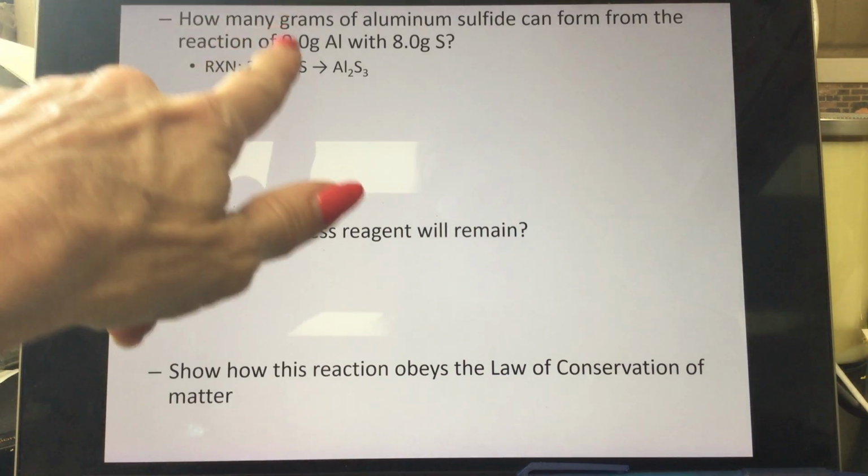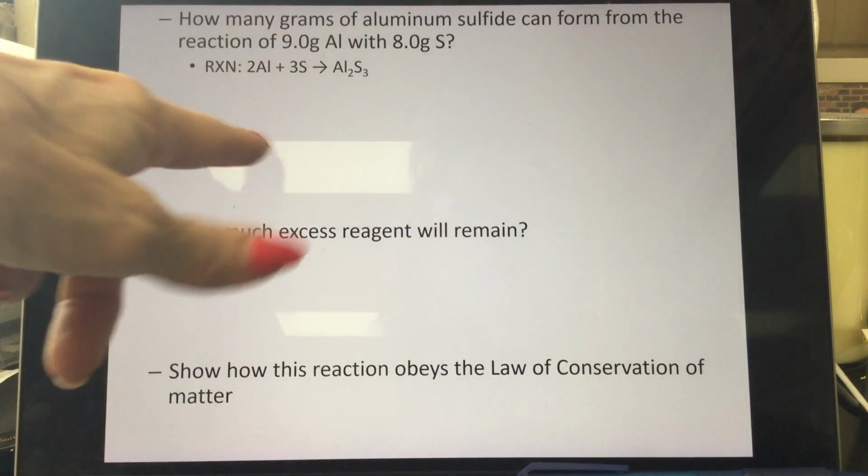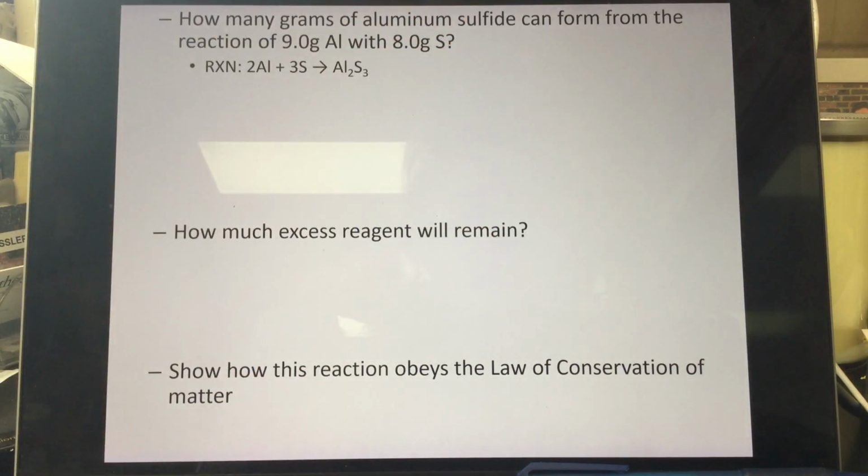Because it's giving you amounts for each of the reactants, we have to determine, is aluminum our limiting reagent or is our sulfur the limiting reagent? Only one of them is, and that's the one that's going to produce the correct answer. But with all stoichiometry problems, you still need to come up with a balanced reaction, because we're still going to find which one is the limiting reagent by doing stoichiometry. So we need our balancing to give us our mole ratios.